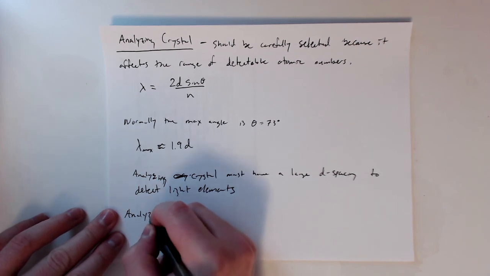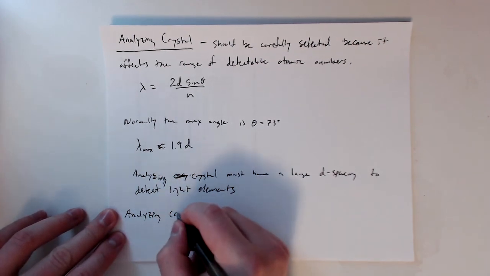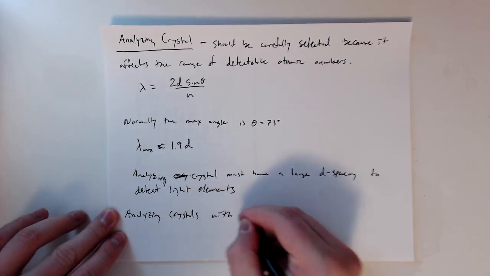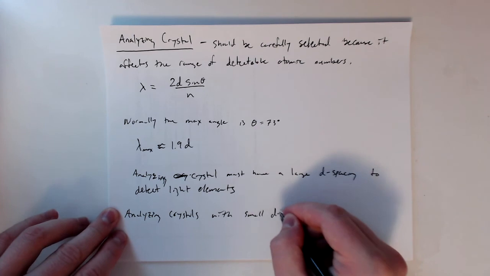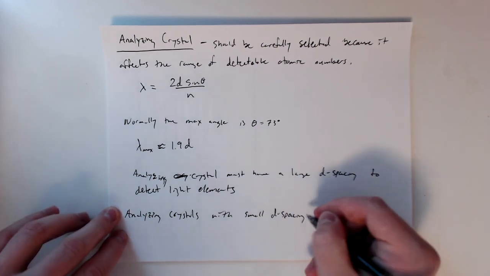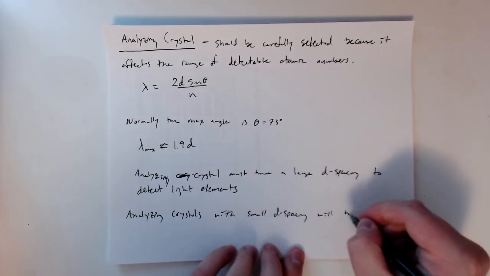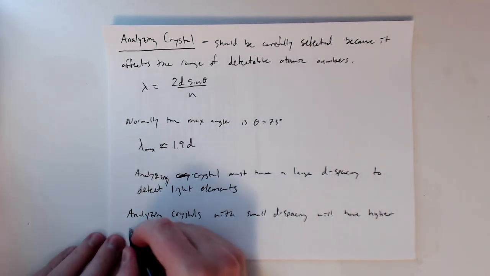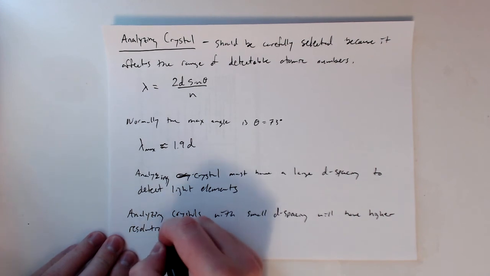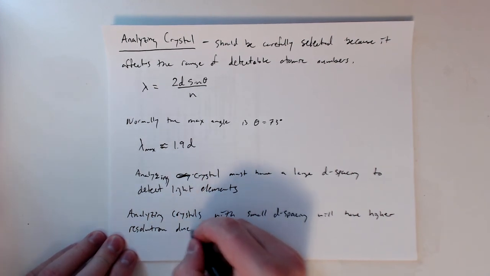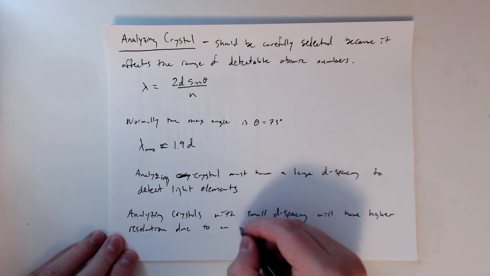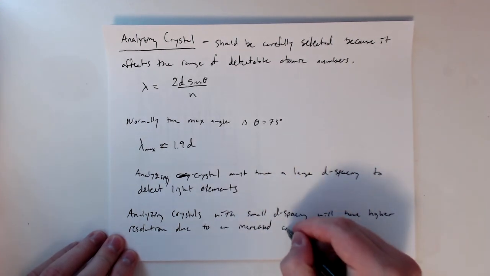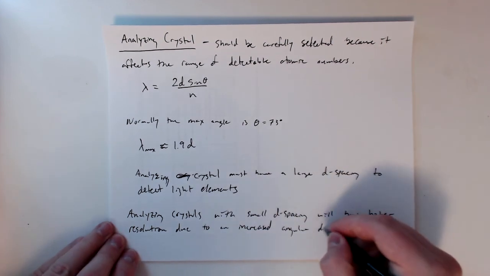On the other hand, if we look at another parameter with these crystals, an analyzing crystal with small d-spacing will have higher resolution. These give us better resolution, and that's due to an increased angular dispersion.